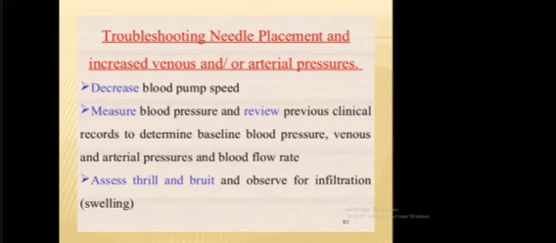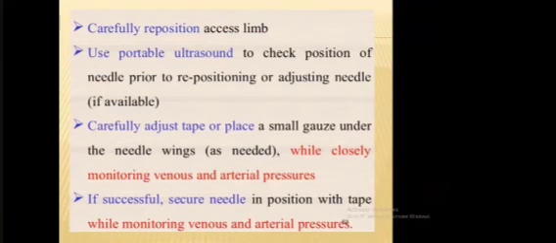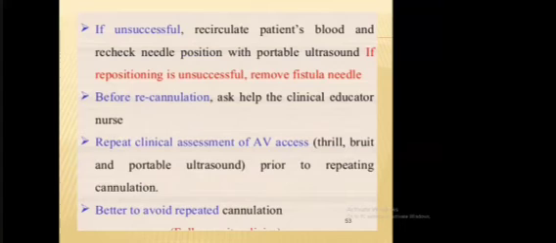Assess the thrill and bruit and observe for infiltration, swelling or hematoma. Carefully reposition the access limb. Use a portable ultrasound to check the position of the needle prior to repositioning or adjusting the needle. Carefully adjust the tape or place a small gauze under the needle wings. If successful, secure the needle in position with tape while monitoring venous and arterial pressure. If unsuccessful, recirculate the patient's blood and recheck needle position with portable ultrasound.